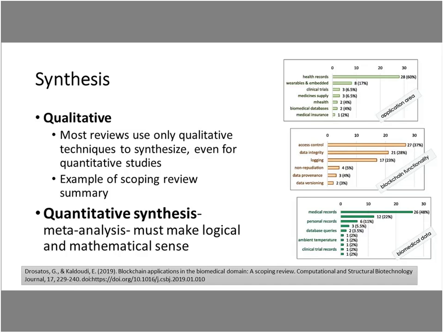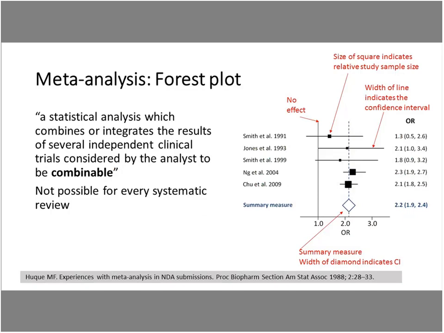When they can do a quantitative synthesis, this is where it must make logical and mathematical sense. So I just put in 2 slides in here about meta-analysis. Basically, a meta-analysis is done when you can treat all the different participants across all these different studies as if they were in one big study. That's where it has to make logical sense that you combine them, and then it also has to make mathematical sense.